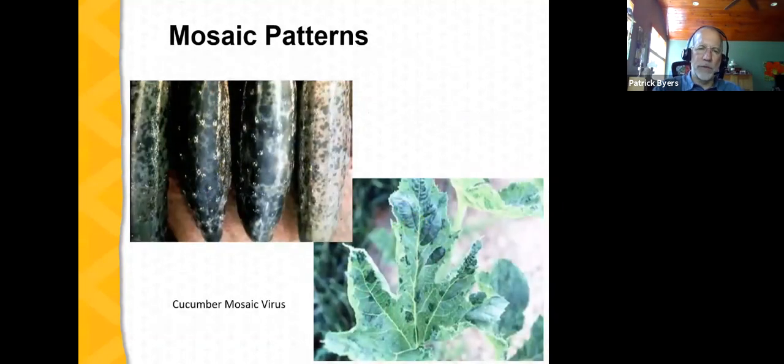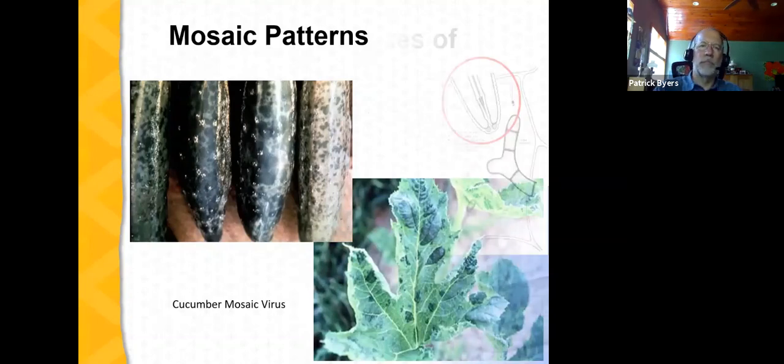And then mosaic patterns. We see cucumber mosaic. There's what it looks like on the fruit, the darkened areas. And then the lower picture is a picture of cucumber mosaic on the foliage.